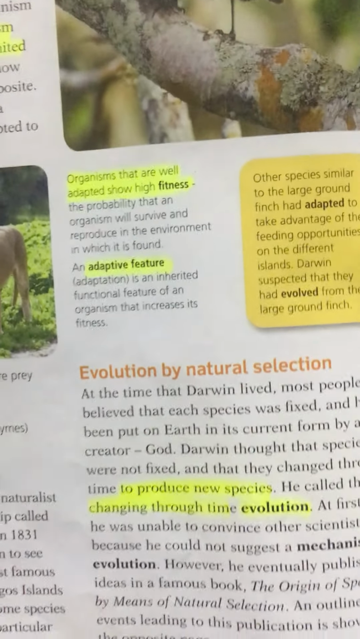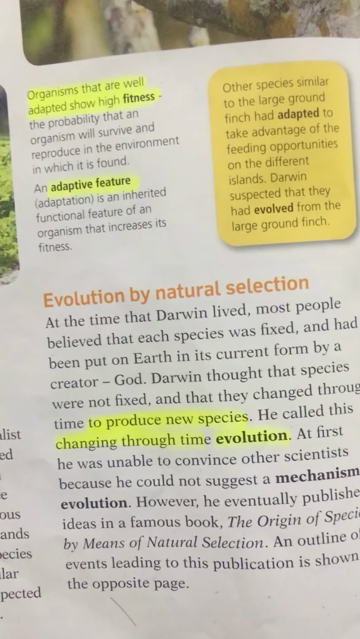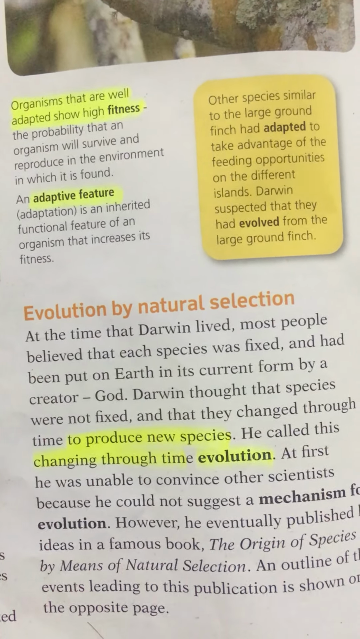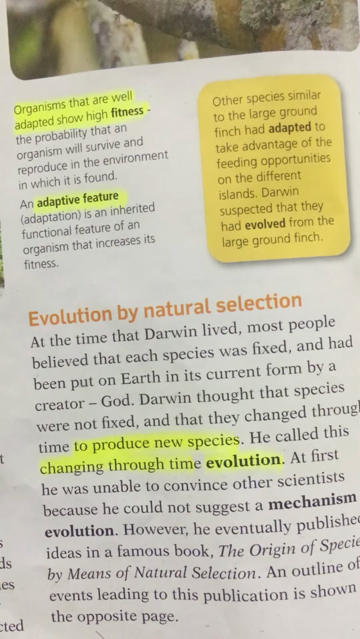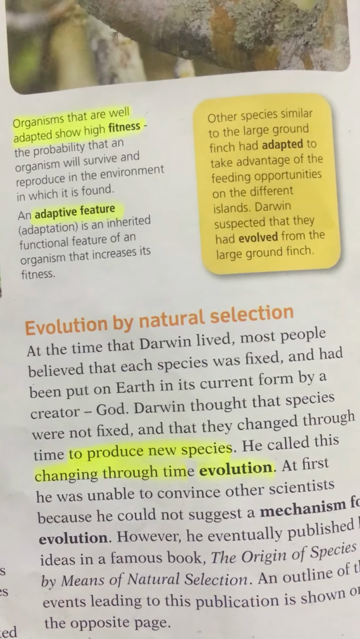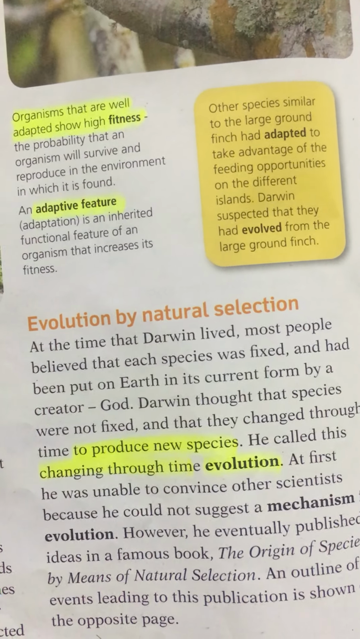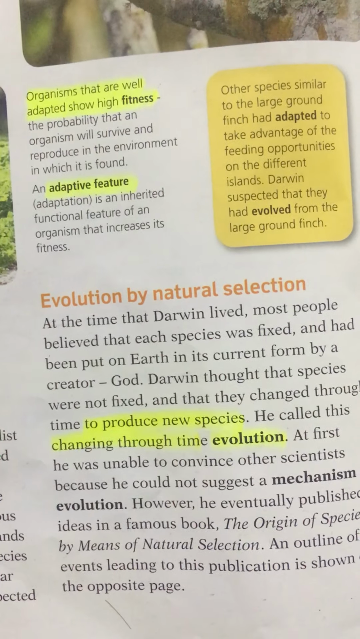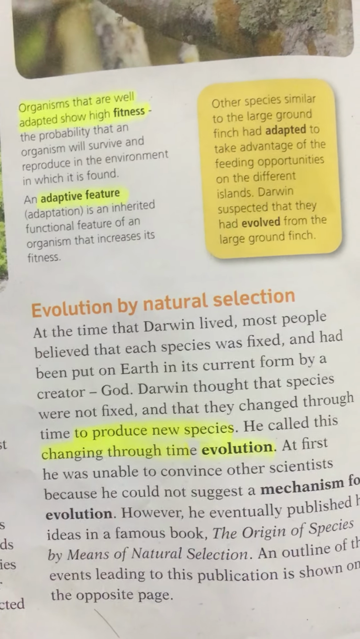Okay, now the third concept is evolution. Actually, evolution is the changing through time to produce new species. So the organisms in general change through time, so they produce new species. And this is the idea of Darwin's theory.